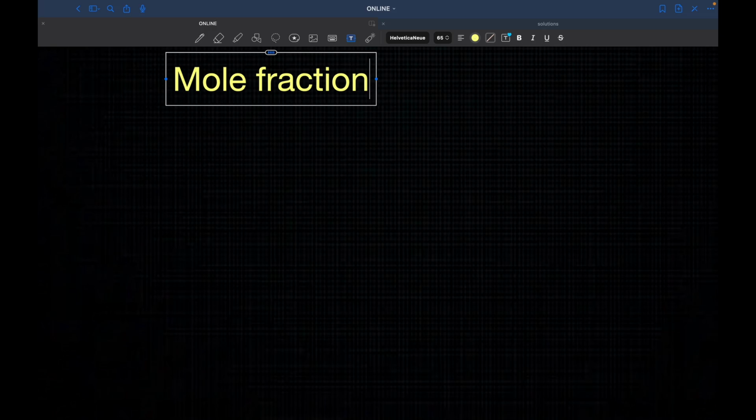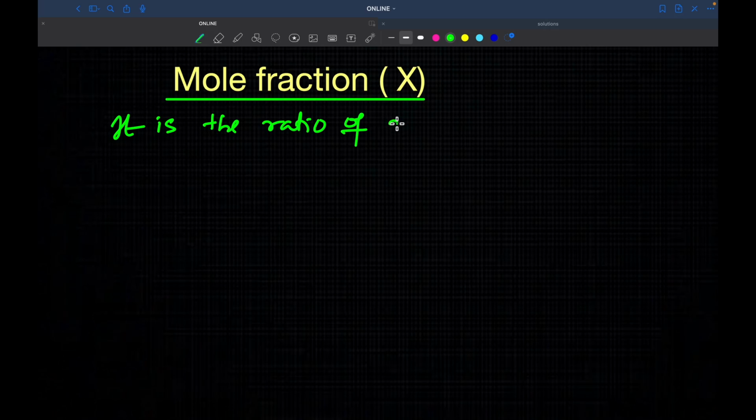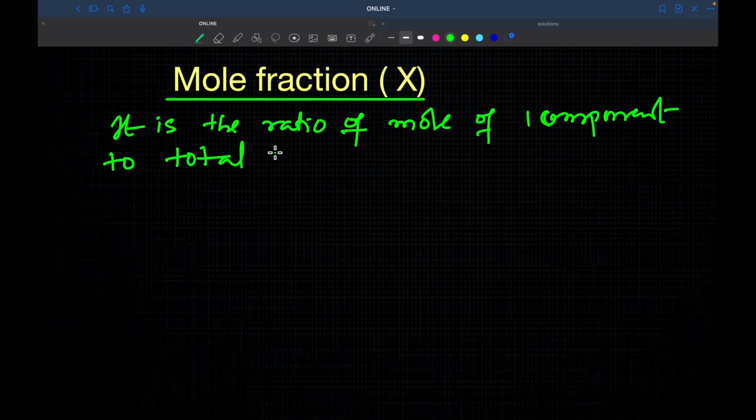So let me say it once again, it's easy. So we are dealing with mole fraction, which we denote by capital X, right? Mole fraction is the ratio of moles of one component to the total moles of the components of the solution.